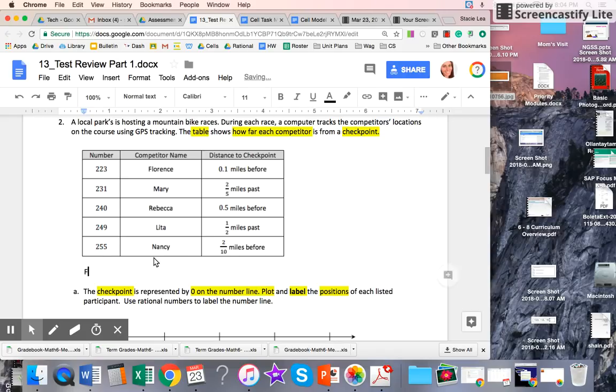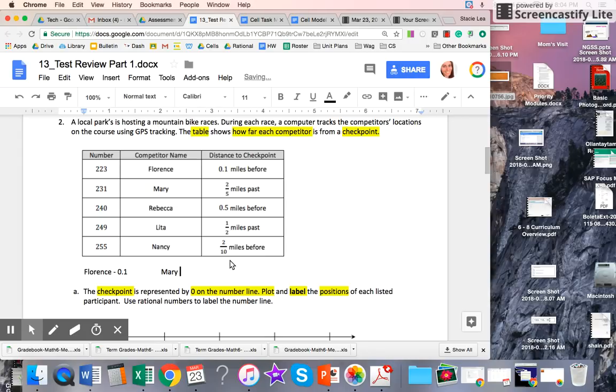So Florence, I like her a lot. She's already in decimal form, so 0.? tenths. But she's before, so I need to get a negative in here. Sorry, I can't write on the side here, so I'm going to do it over here or down below.